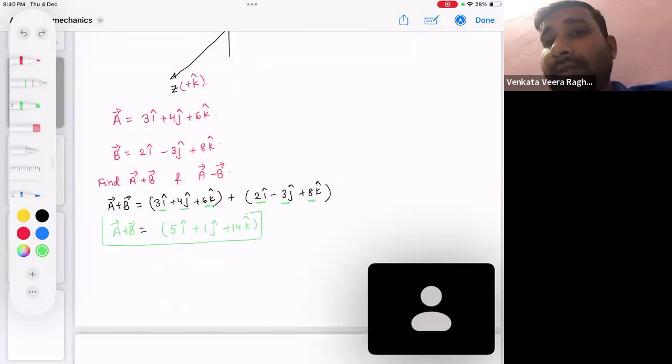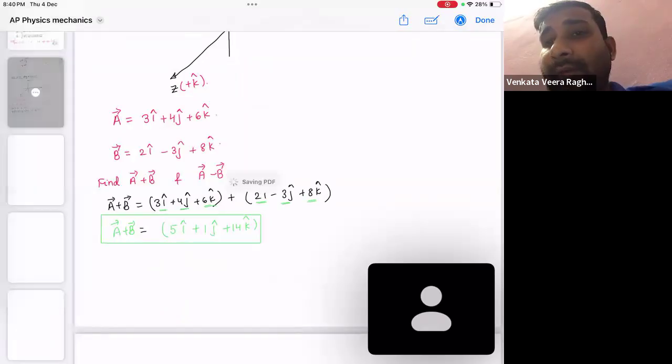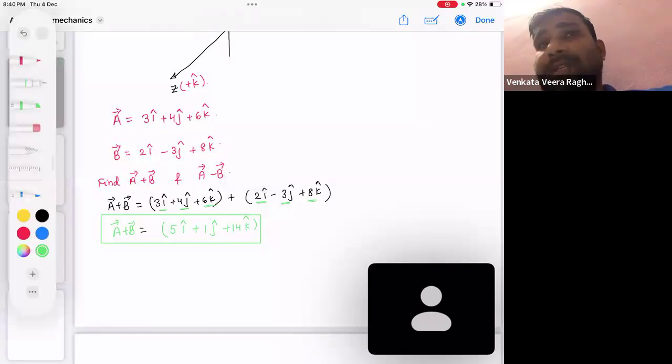Understood? So whenever a vector is given in component form and we want to add the vectors, what should we do? We should just add their components. Clear? This is applicable not only for two vectors; you can add more than two vectors this way also. Is that clear? How do we get the A minus B vector?